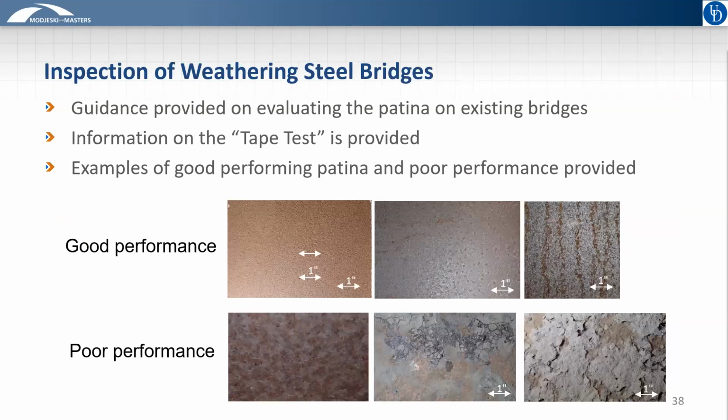The next slide. So moving out of construction, once the bridge is constructed, the manual provides guidance on appropriate ways to inspect weathering steel bridges, and guidance on what the appropriate surfaces should look like. There are some photos showing good performing surfaces, and further down below, some poor performing surfaces, what to look for as an indication that your patina is not adequately forming. There's something called a tape test that's detailed in there, where you take some packaging tape and apply it to the surface and pull it off, and then the amount and the shape and size of any rust particles that come off will tell you whether the patina is performing correctly or not.